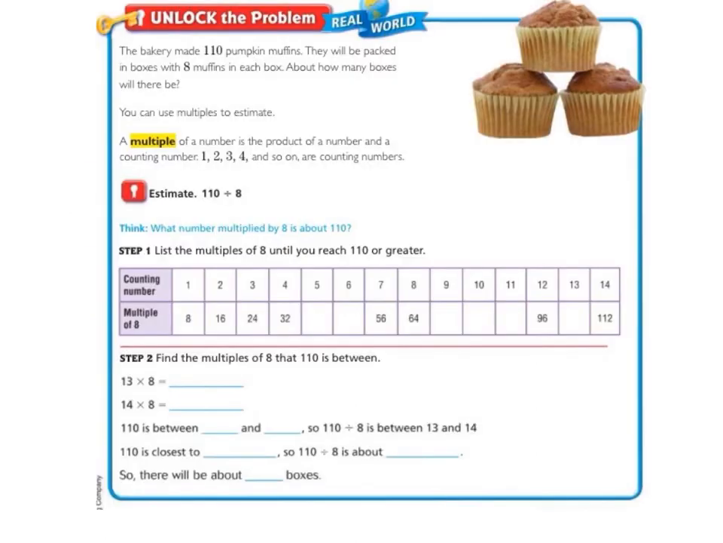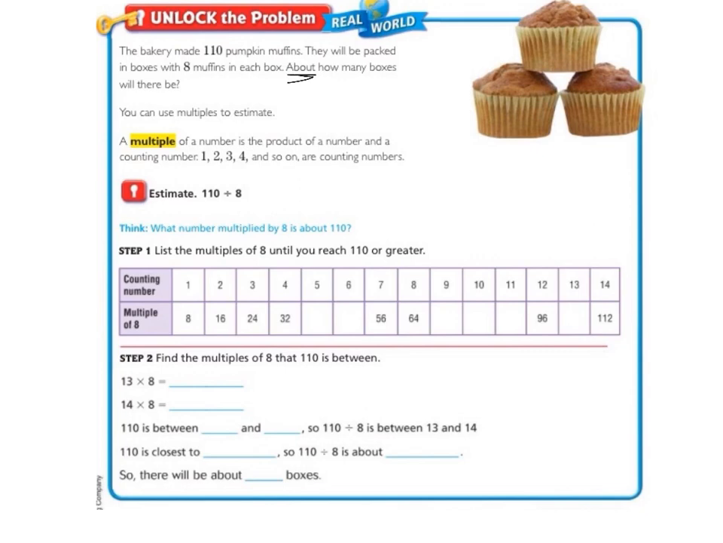Let's begin by reading the Unlock the Problem. It says, the bakery made 110 pumpkin muffins. They will be packed in boxes with 8 muffins in each box. About how many boxes will there be? Okay, it says we're going to use multiples to estimate.